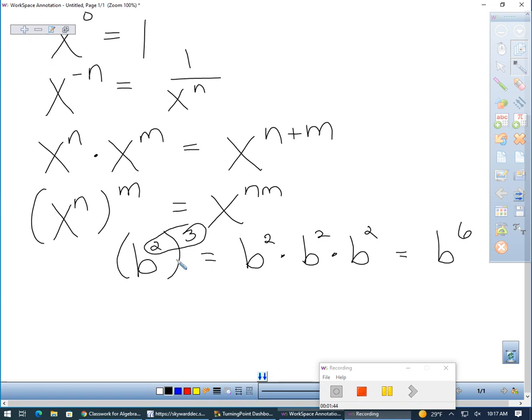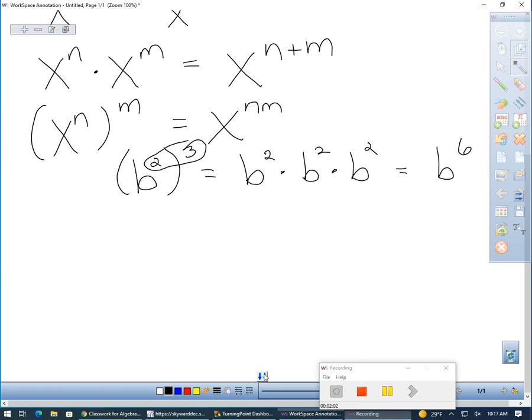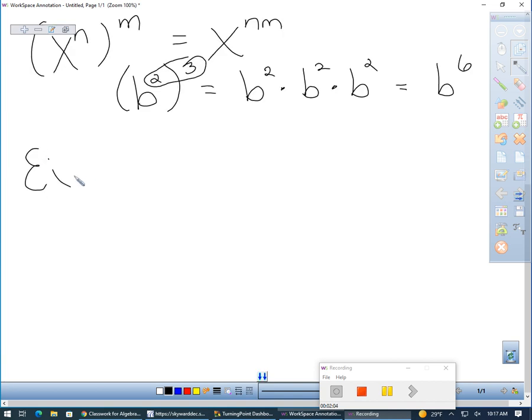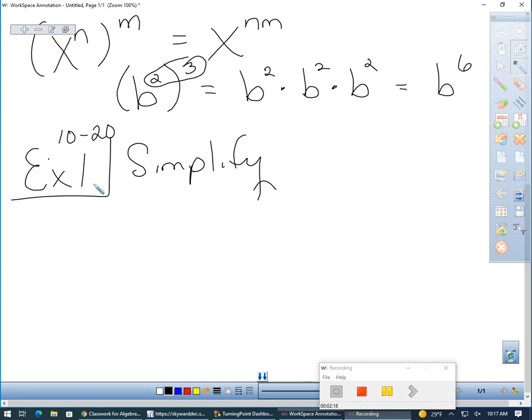So let's do a couple examples, and then we're going to start to get a little harder. We're going to start off easy, though. Example number 1. It's just going to ask you to simplify. So as you're looking through here, the first few kind of start with 10 through 20-ish. Let's start with a really easy one. Let's say I have h to the third raised to the 7th.